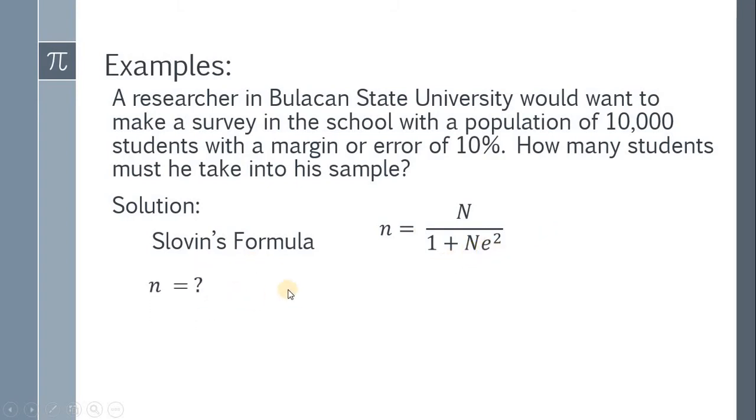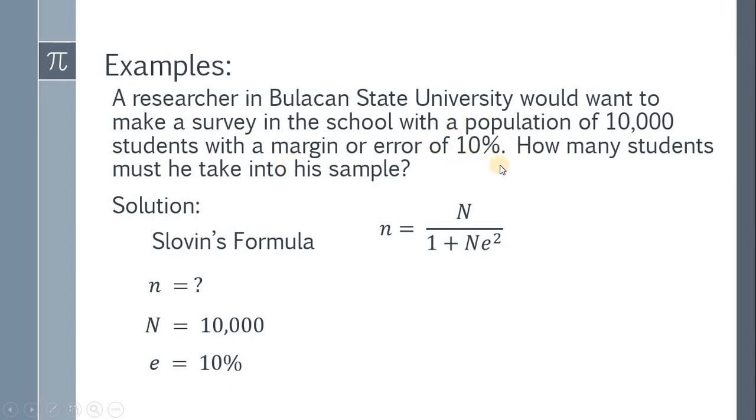So yung n natin is the sample size, yun yung hinahanap natin, so wala pang value. Yung N natin is 10,000 kasi yan yung population size. And yung margin of error natin must be 10%. Nakalagay dito, margin of error 10%.